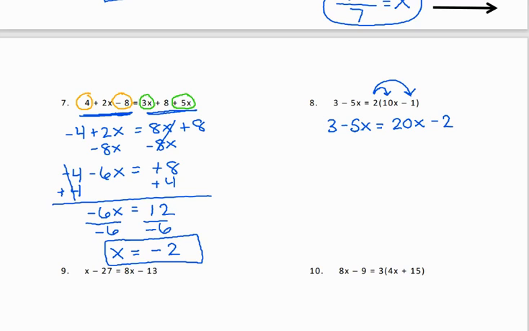Your choice of what you move. You know me, I like to bring the variable to the left. So I'm going to move the 20x over. But if you moved the 5x, that's a-okay. So now I have 3. Negative 5x minus 20x is negative 25x. Those 20s cancel, equals negative 2. What comes next? Subtract 3. Very good.